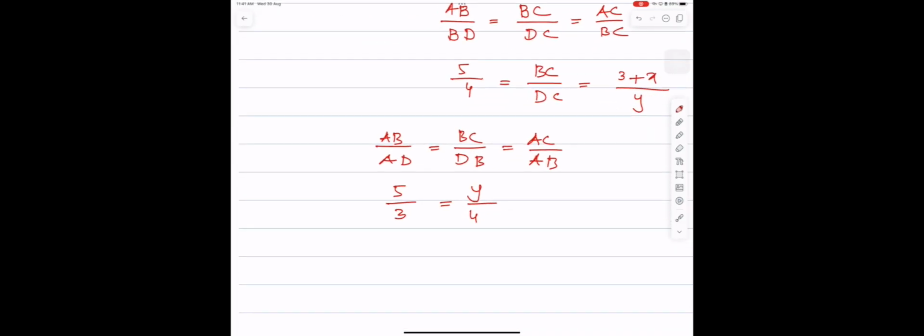Again you can plug the values. AB is 5. If you compare these two fractions first, AB is 5, AD is 3, BC is y over 4. Now you can do cross multiplication. This will be 5 times 4 is 20. That is the value of y.